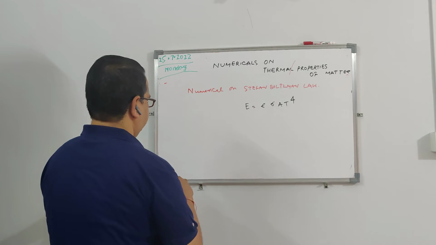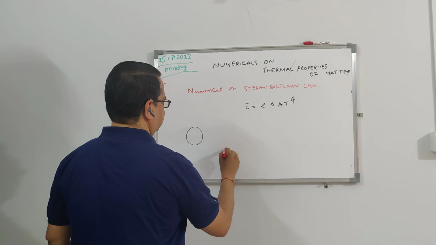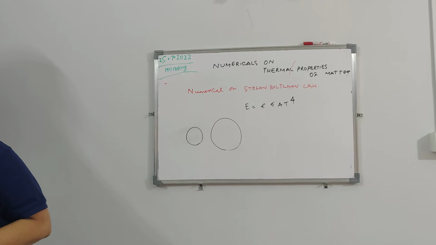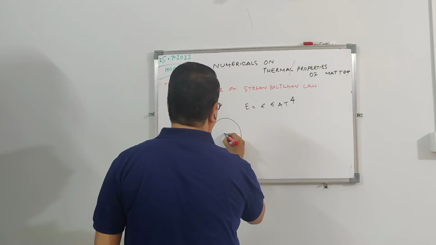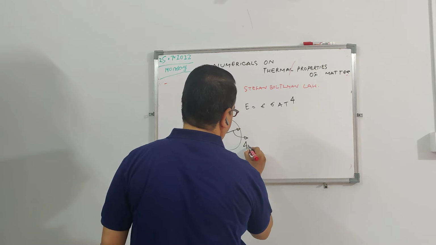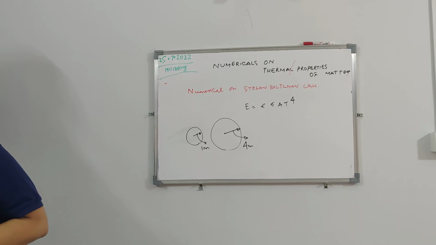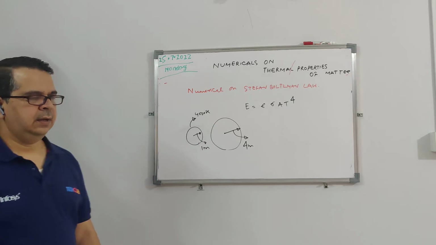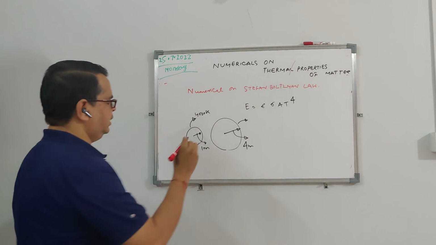You have two spheres. You have one sphere like this, and you have another sphere like this. So two spheres made of same material. One has radius 1 meter, other has radius 4 meter. So one radius is 1 meter, and another radius is 4 meter. And their temperatures are 4000 and 2000 respectively. So the 1 meter sphere has temperature 4000 Kelvin, and this 4 meter radius sphere has temperature 2000 Kelvin.